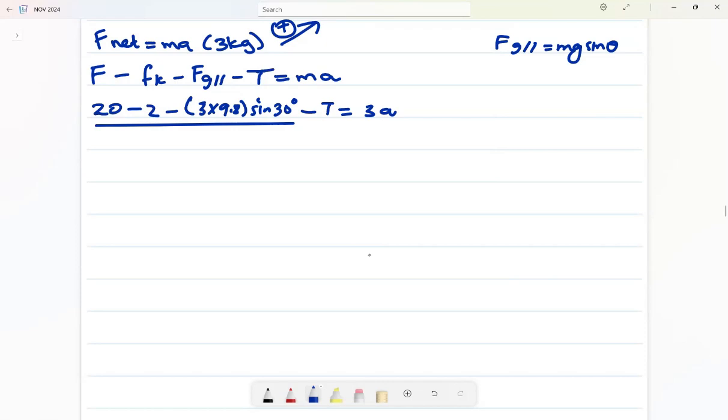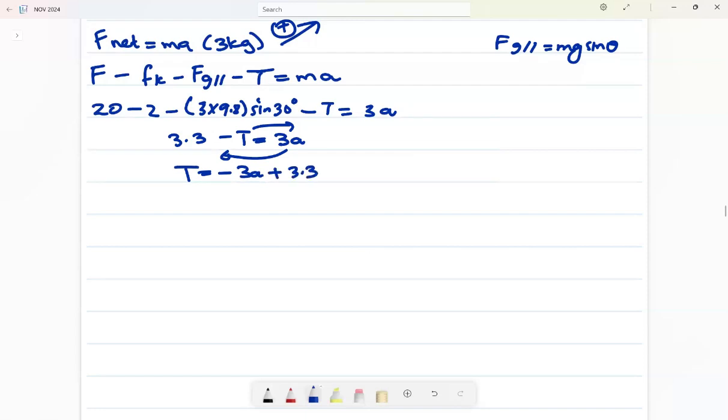Don't forget the sine of 30 degrees. And then it's going to give you something like 3.3. Sorry, 3.3 minus T is equal to 3A. Therefore, it means T is going to be equal to, when you take 3A to the other side, minus 3A plus the 3.3 on that side, so we're going to leave it like that.